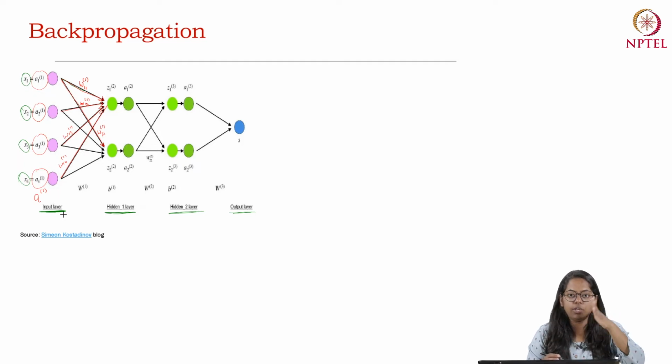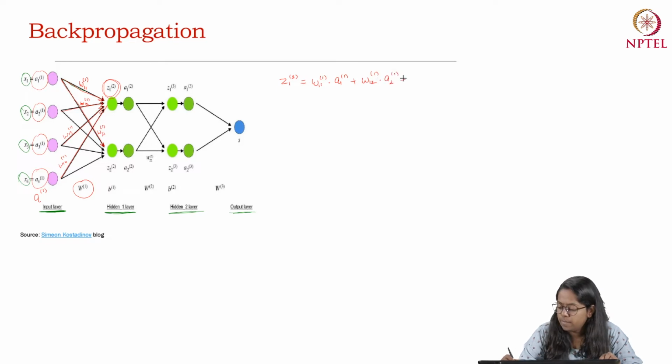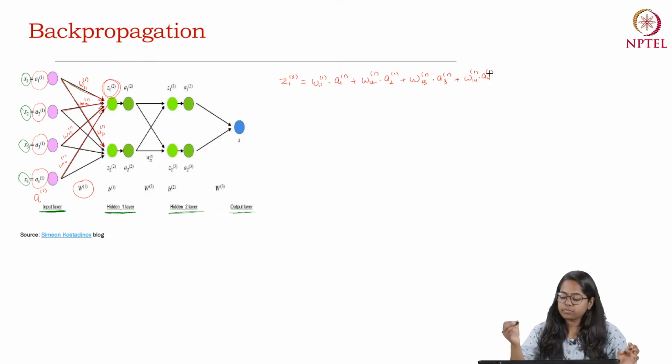Then we have all these weights between the first layer and the first hidden layer, which can be represented as W superscript 1. Then we have these resultant values for Z, the weighted aggregate. If we just look at this first Z here, Z1 of the second layer is the weighted sum. It is W11 of the first layer times A1 of the first layer, plus W12 times A2, plus W13 times A3, and finally W14 times A4, right? This gives us the value of Z1 of the second layer.